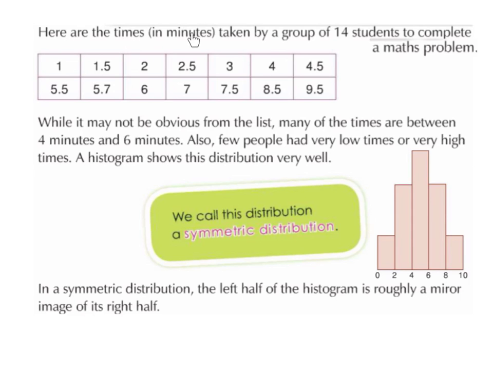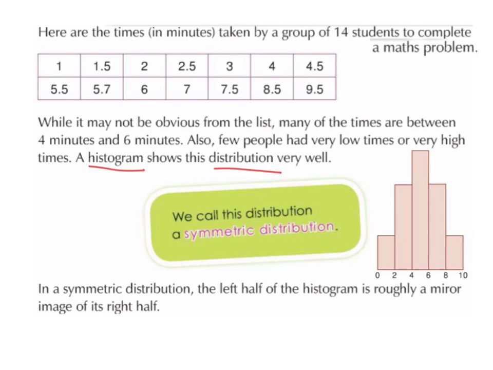Here are the times in minutes taken by a group of 14 students to complete a maths problem. So the first person took 1 minute, the next person took 1.5 minutes, the next person took 2 minutes, the next person took 2.5 minutes, the next person took 3 minutes, and so on. While it may not be obvious from the list, many of the times are between 4 minutes and 6 minutes. Also, few people had very low times or very high times. A histogram shows this distribution very well.